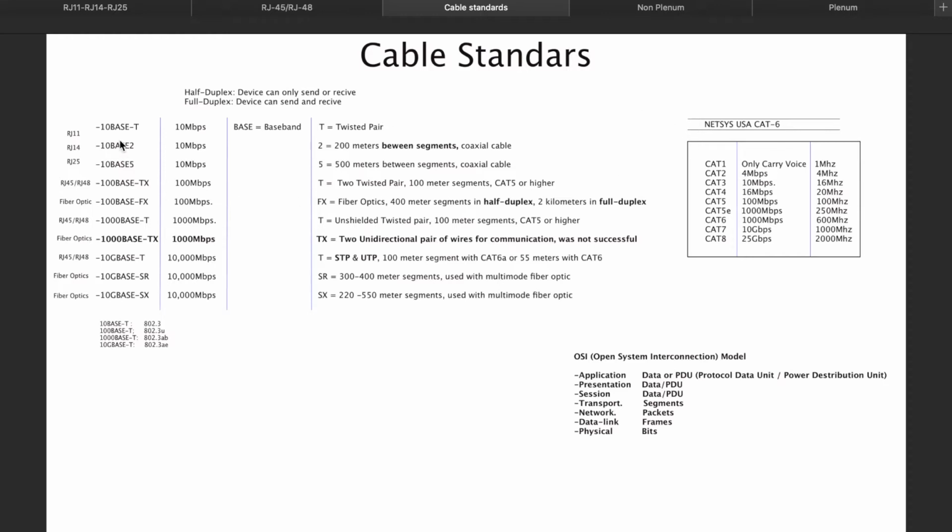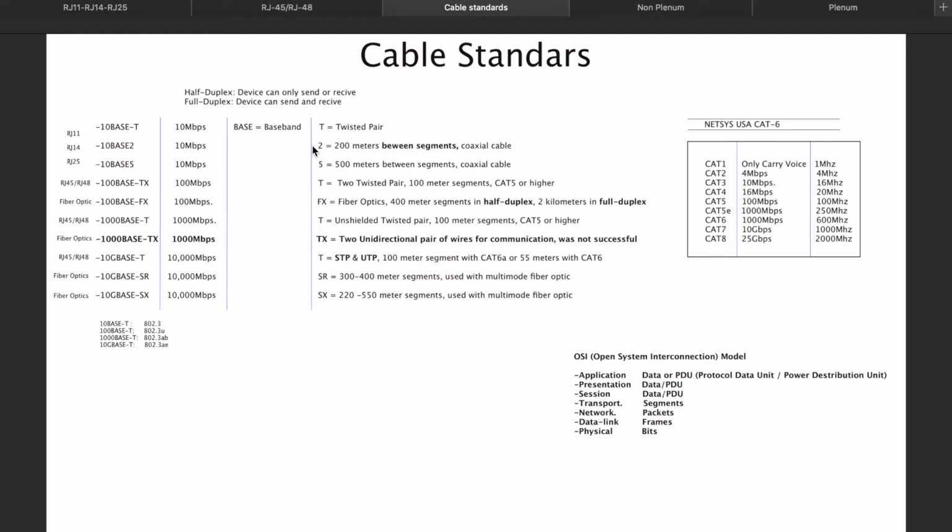That's good to remember. You have a 10 base T, a 10 base 5, a 100 base TX, a 1000 base TX, a 10 gigabit base SR. Basically, this is like a faucet. This is the amount of information that can be pumped through a hose, and the hose being the cables, these different category cables.